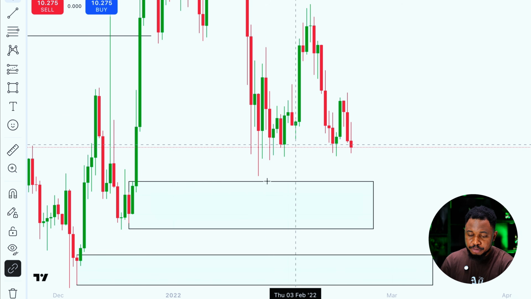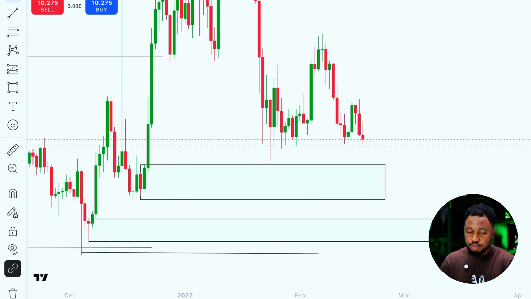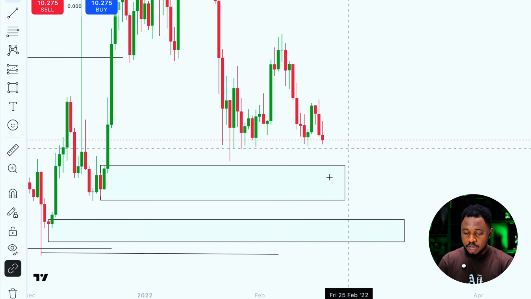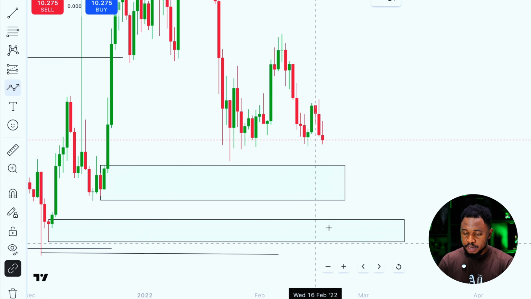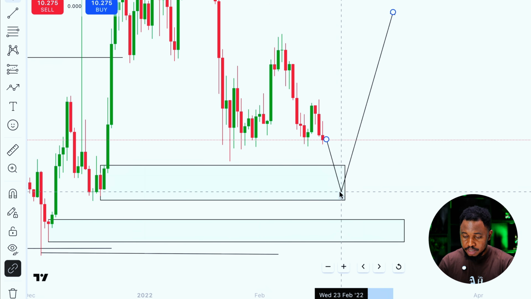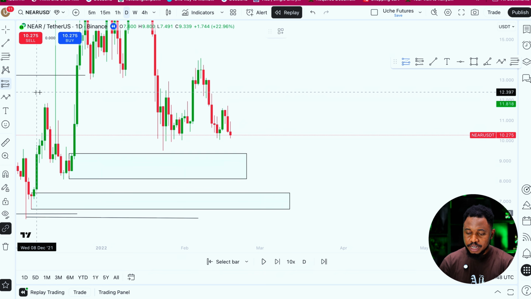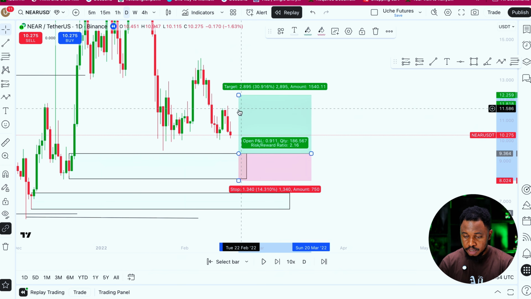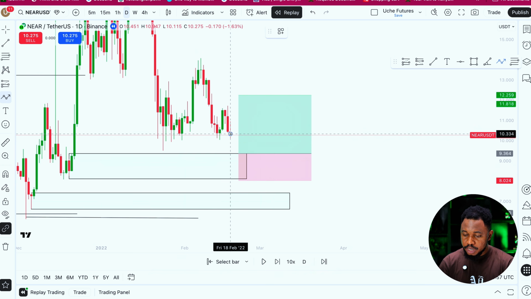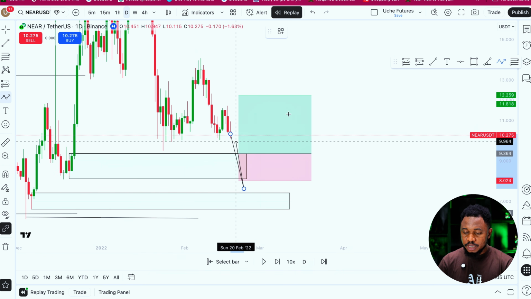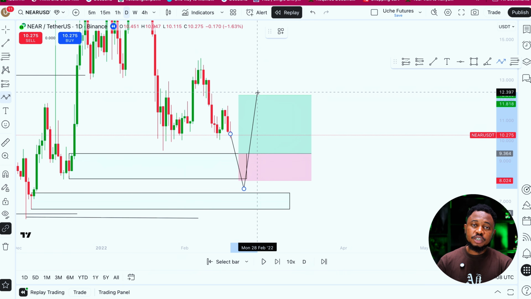Now, which particular area should you focus on in this scenario where you have two areas of demand? For me, I like to focus on the extreme one, which is this last one here, because I prefer to buy from here and target higher prices over buying in this area here. The reason is, let's say I take a long position from here with my stop loss here, and then we get kicked out of this trade. But what you will notice is we are still in an uptrend because we've not broken this low here. So you basically lost out on a trade.